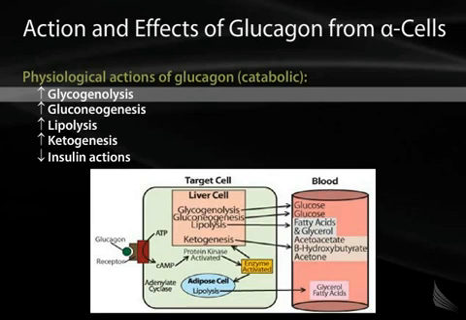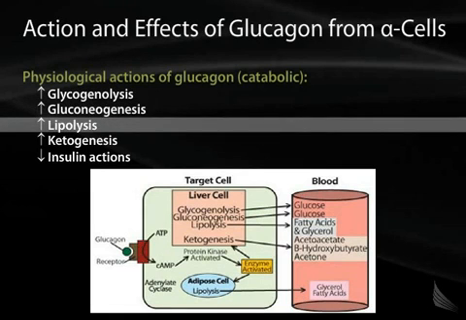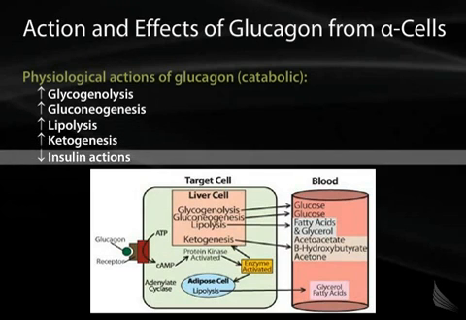basically increasing glycogenolysis, which is the breakdown of glycogen, increasing gluconeogenesis, which is the formation of glucose, increasing lipolysis, which is the breakdown of fat, increasing ketone body generation, and finally working by counter-regulating the actions of insulin, as we talked about. So the net result of glucagon's action is, in fact, to raise blood glucose.